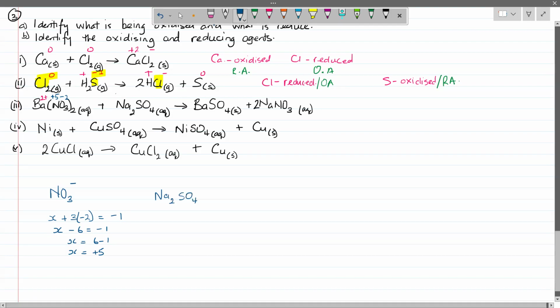Na2SO4. We know sodium is a +1, so that will be 2 by +1. We leave the S as X. We know oxygen is going to be -2, and all of this should be equal to 0. So this is 2 plus X minus 8 equals 0. X minus 6 is equal to 0. X is equal to 6. Right? So we know that this sulfur here is a +6, plus 1, minus 2. Barium is still a +2.